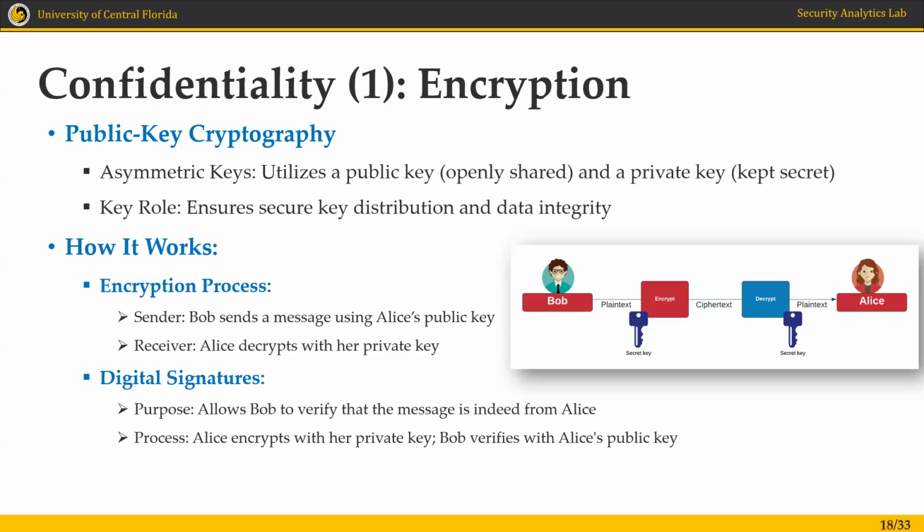To give you an analogy, it is kind of like FedEx or Amazon leaving a package in your mailbox, and you have the private key as the homeowner such that you can access your personal mailbox. We also have digital signatures, and the purpose of that is to allow Bob to verify the messages from Alice: Alice encrypts with her private key, and Bob verifies with the public key.